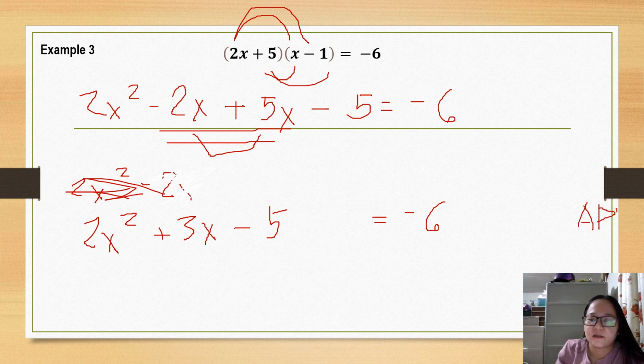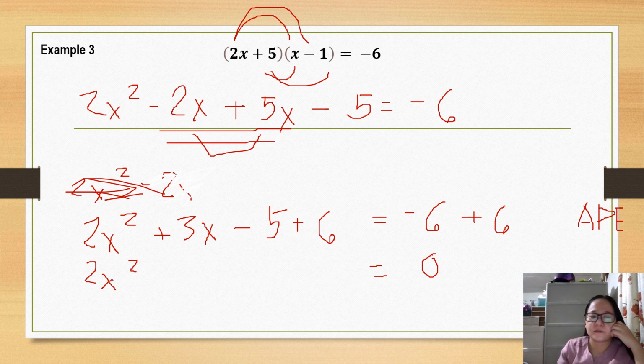To make the right side of the equation 0, we add positive 6 on the right side. So if we add positive 6 on the right side, we must also add positive 6 on the left side of the equation. So the right side now becomes 0, and this is 2x squared plus 3x.